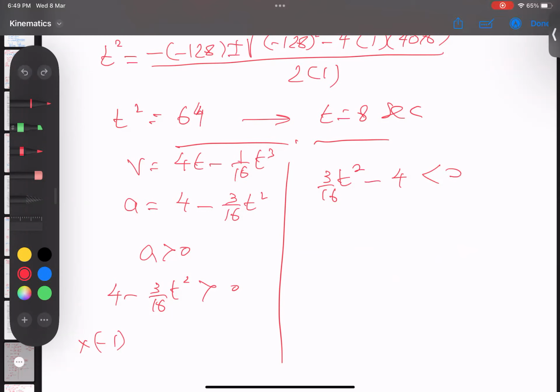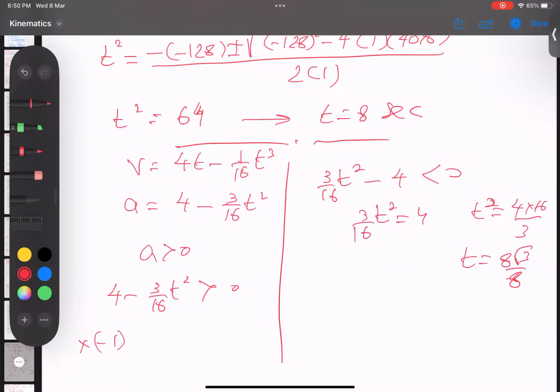Okay, now I think I can do one thing. Just remove the inequality sign for a while and take the equal sign, and let's see what answer comes. 3 over 16, 4 goes there, and t to the power 2 equals 4 times 16 over 3. And let's find the root. So the root of 4 times 16 divided by 3. So I get the answer: root equal to 8 root 3 by 3.